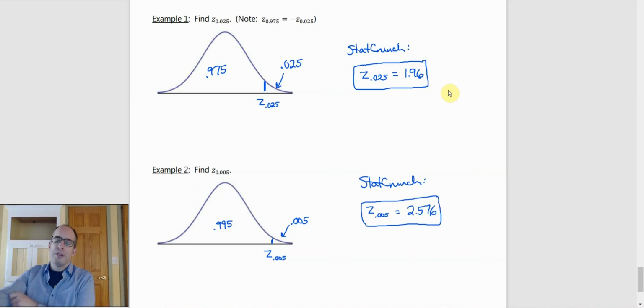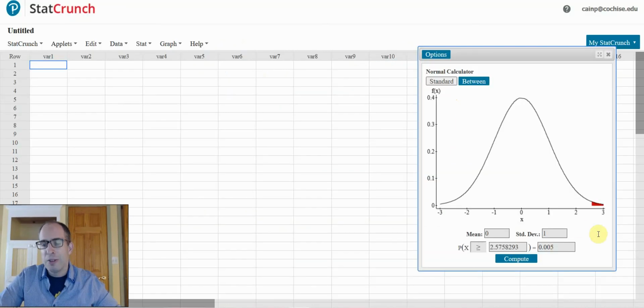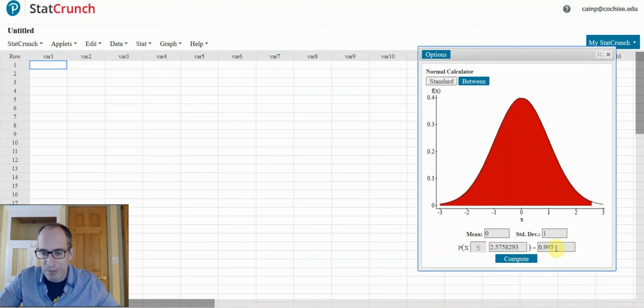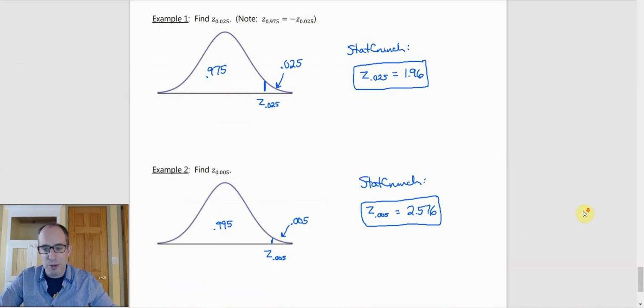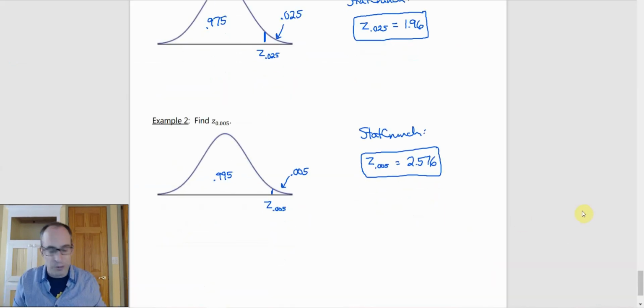The third one that's really common would be z with a subscript of 0.05, which is 1.645. But I guess we'll use that one when we need it. The other thing I wanted to point out here is if you did do it the other way, so toward the left, you had a 0.995. Same thing, right? 2.576.